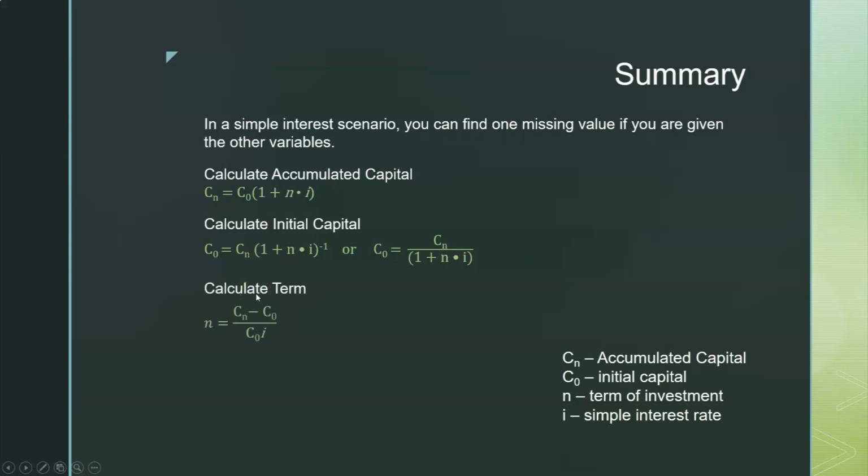We can calculate the term as we just did by n equals accumulated capital minus the initial capital divided by the initial capital times the interest rate. Finally, we can calculate the interest rate through a very similar formula where we start with the accumulated capital minus the initial capital divided by the initial capital times the term of investment.